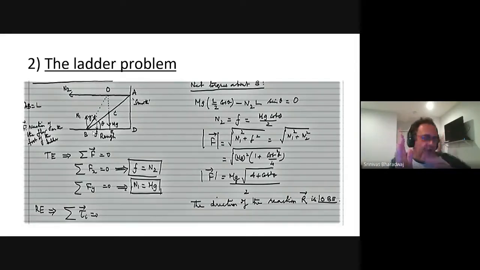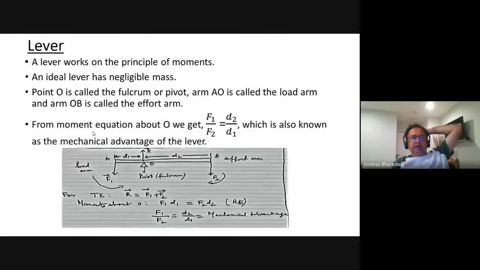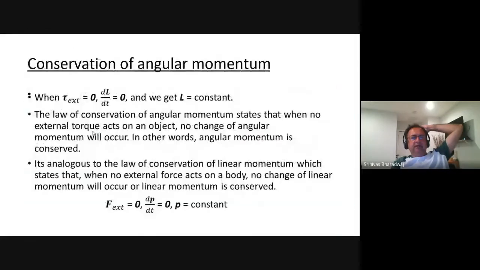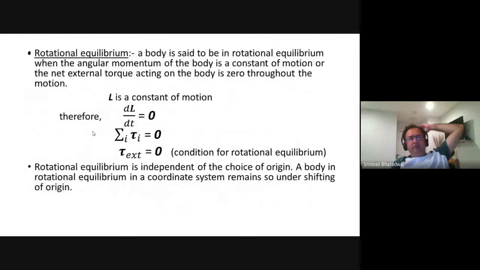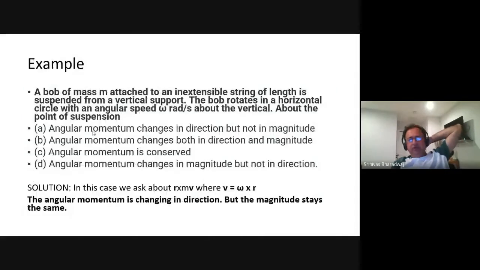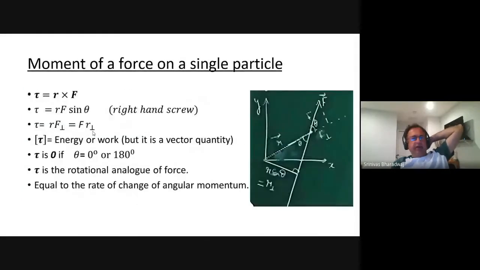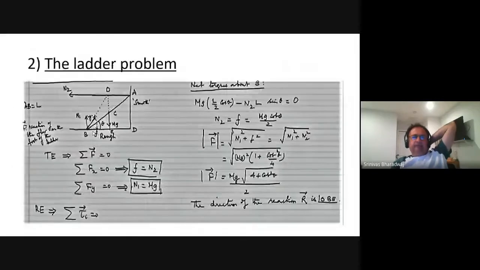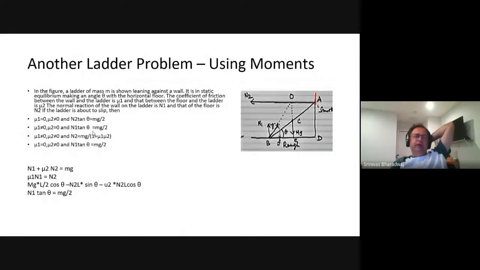So the point of the ladder problem is that you take moments. In the case of translational equilibrium, you have sigma F_i equals 0, right? In the case of rotational equilibrium, you solve problems by taking tau external equals 0. So when we say moment, we're talking about moments of forces, r cross F. The moment of the force is torque. That's what they mean by moment.